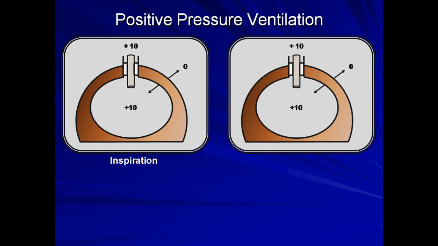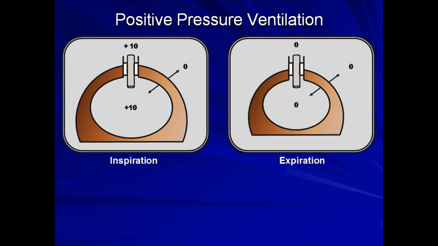Expiration is triggered by removal of the positive pressure being applied through the tube. Now the pressure gradient drives gas out of the lungs. As equilibrium is reached and the intra-alveolar pressure reaches zero, the net force on the lung now favors elastic recoil, leading to lung deflation.